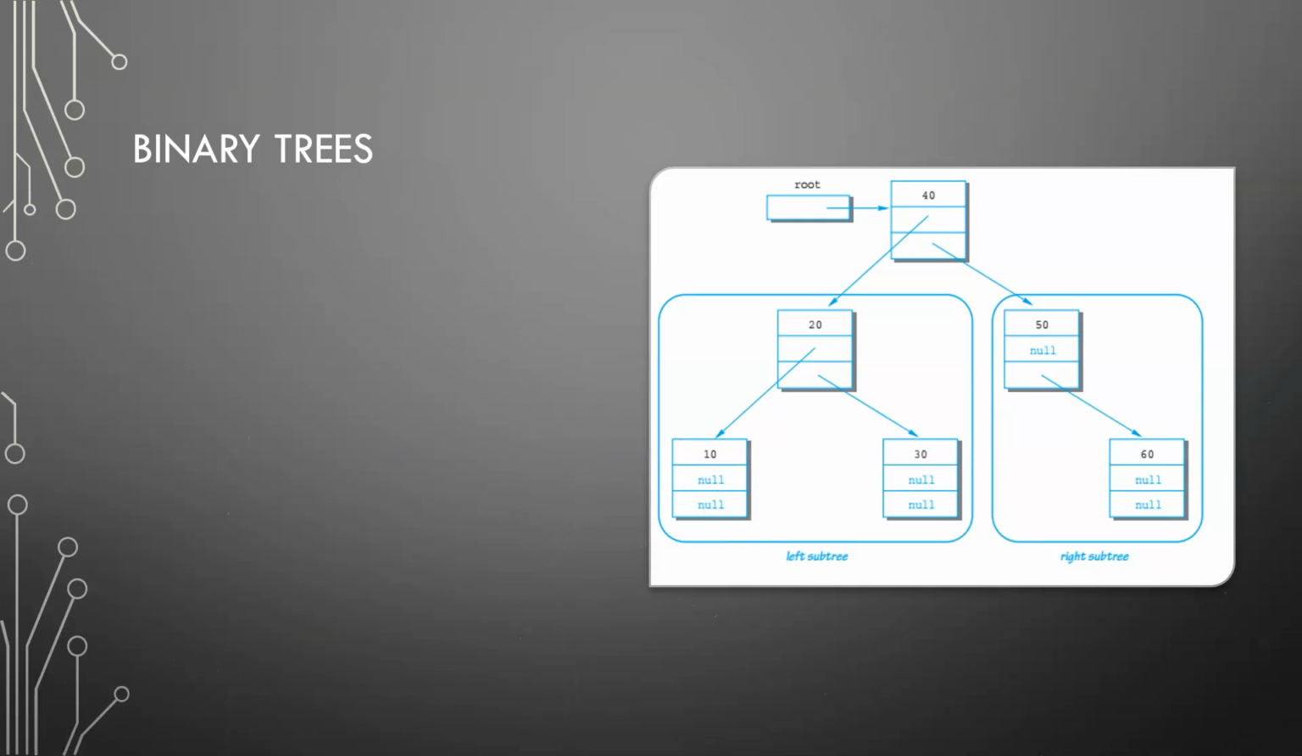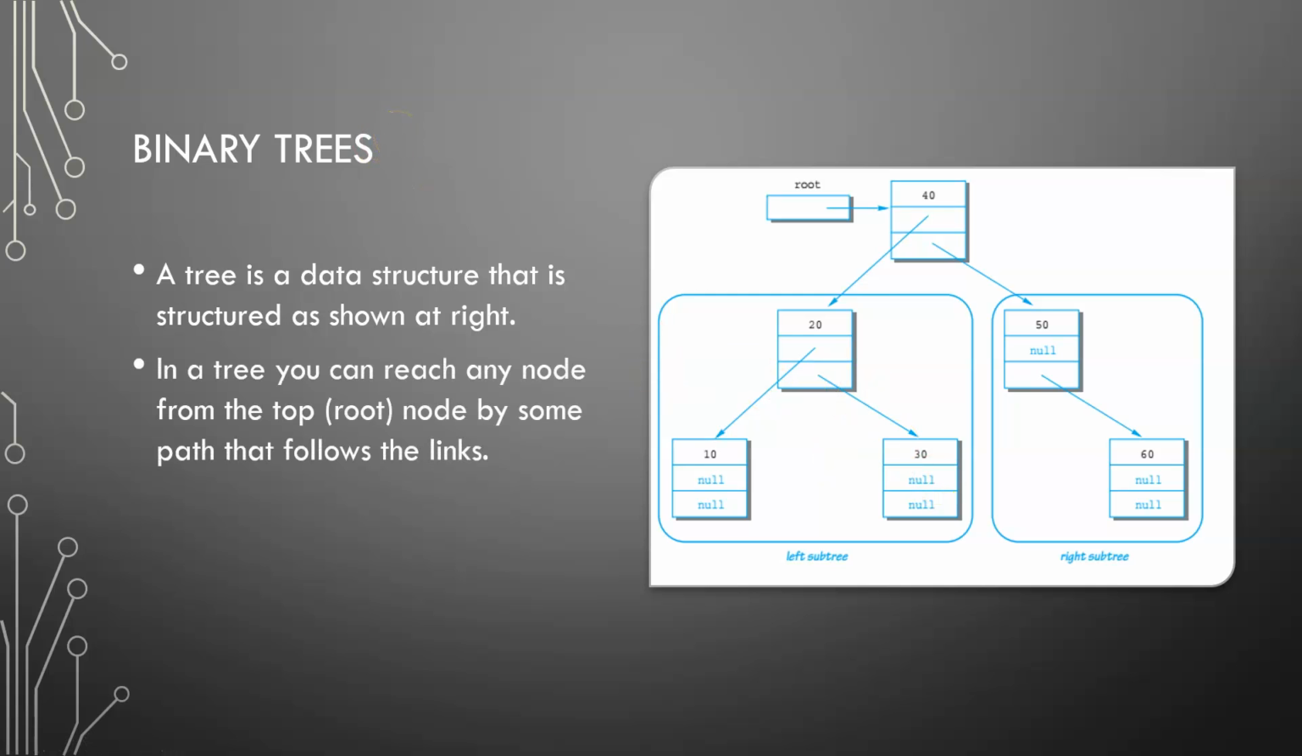So when we look at binary trees, a tree, as we mentioned, is a data structure, and it's structured similar to the diagram shown here at the right. So you'll have a root, and then you have your nodes, which you can see branch off, always into one or two directions. So in a tree, you can reach any node from the top, or the root node, by some path that follows the links. You'll note that there are no cycles in a tree.